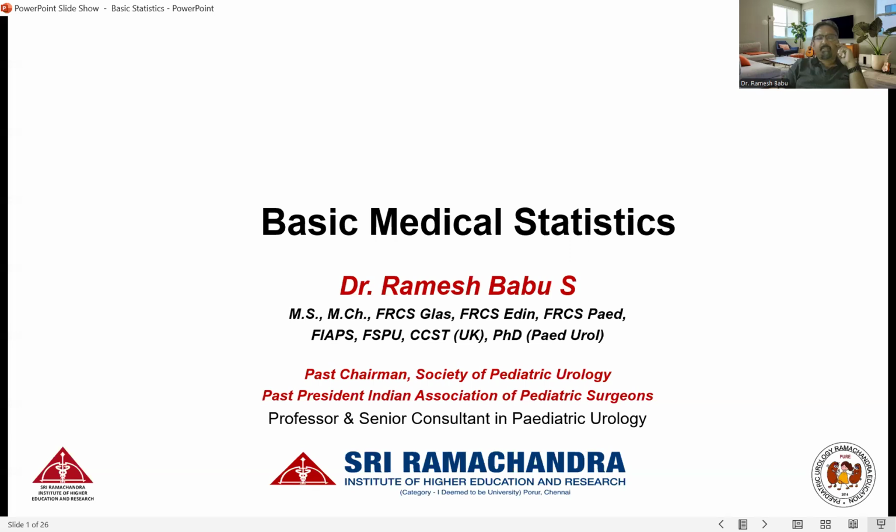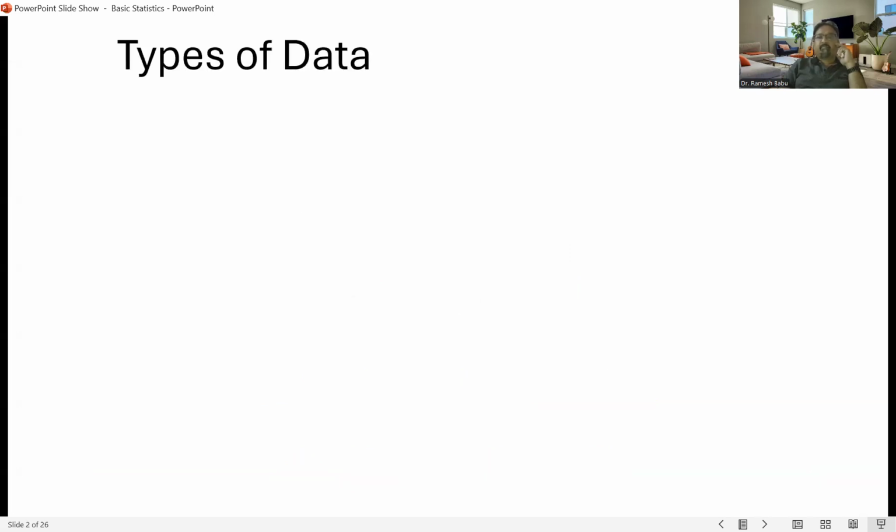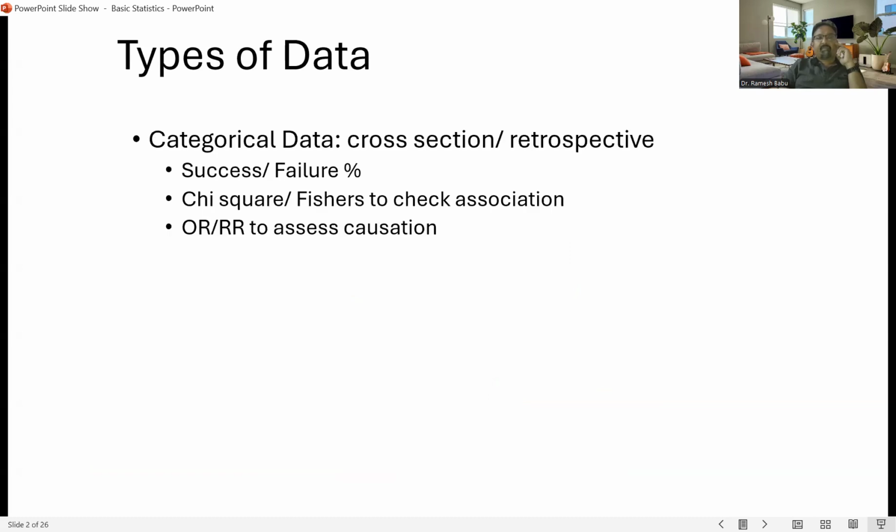Welcome to this lecture on basic medical statistics. Before we start, we need to understand the types of data. The data can be categorical data, what we usually get from cross-sectional studies or retrospective studies. They are usually expressed as a percentage of success or whatever. And we can do a chi-square test or Fisher's test to check the association between those success rates.